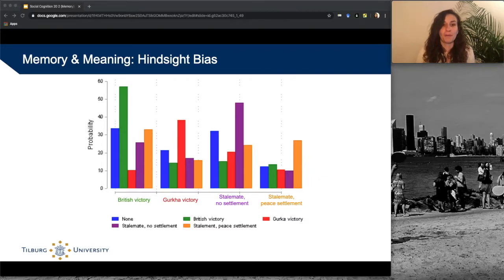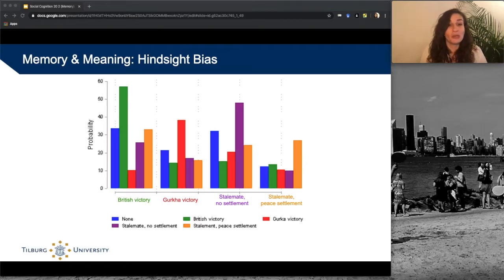So now, what do we see? First of all, let's take a look at the control condition, because this gives us kind of like a base rate of how likely people thought that each of these outcomes were. And they thought that most likely in the control condition would be either a British victory or a stalemate without a peace settlement. And this was followed by a Gurkha victory, and the least likely was that participants thought there was a stalemate with a peace settlement.